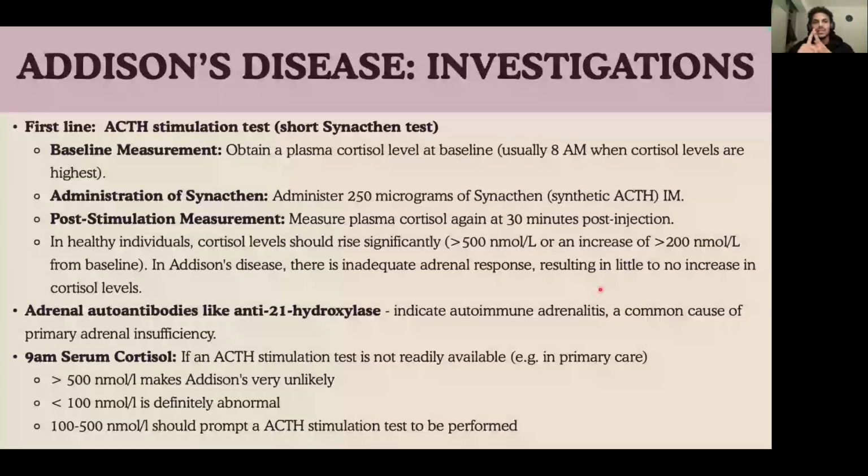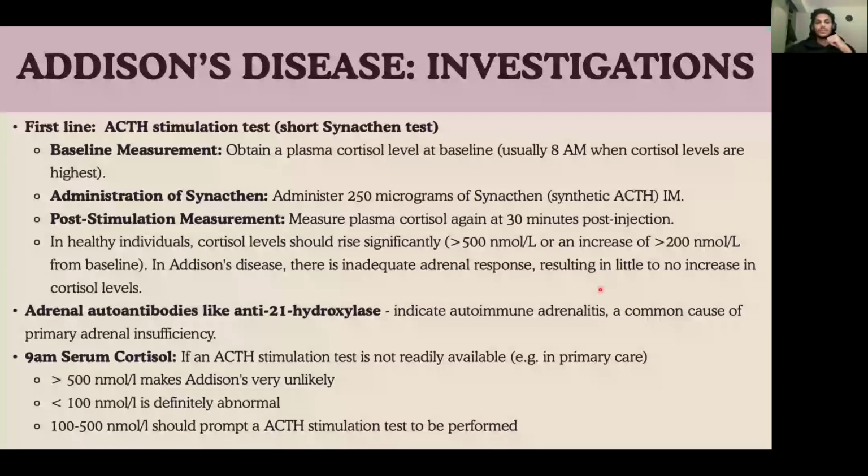Then you give Synacthen, which is ACTH, and then you see what happens. If you remember, when you give ACTH, you expect your adrenal gland to produce cortisol, right? So ACTH, and cortisol comes back. It's part of the initial diagram. In Addison's disease or primary adrenal insufficiency, there is an inadequate response because the antibodies have already destroyed your adrenal gland. So there's nothing for the ACTH to act on, which is why you don't get any stimulation from it.